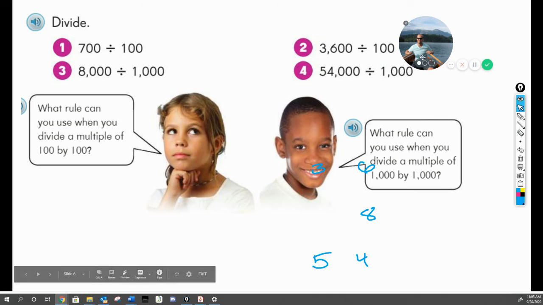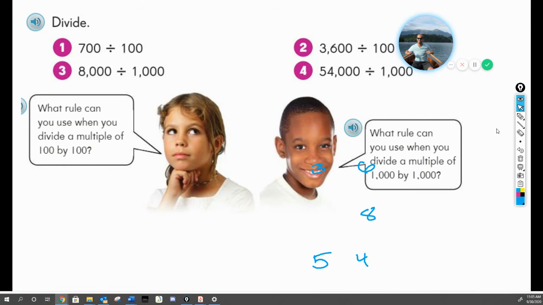Okay, using what you have learned today and the helpful hints from these wonderful friends, pause me, divide these, and then we'll check in together.